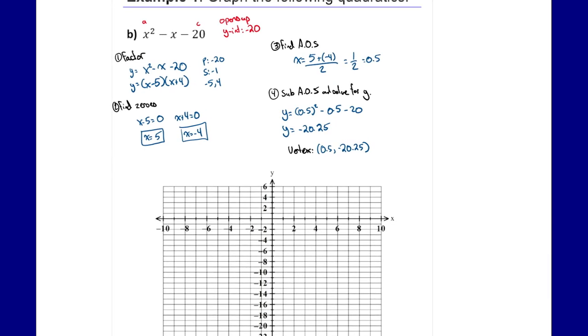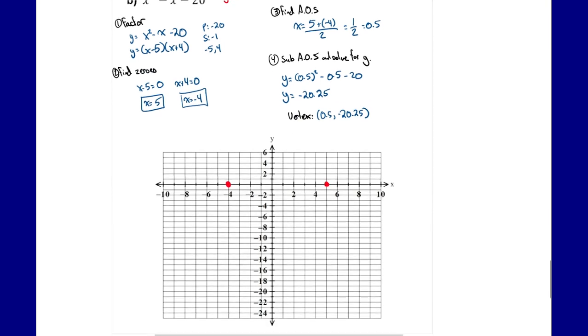So I'm going to plot my two x-intercepts. We have positive 5 and negative 4. Negative 20 is a y-intercept. I can graph that one. And then positive 0.5 and negative 20.25. So just kind of below there.